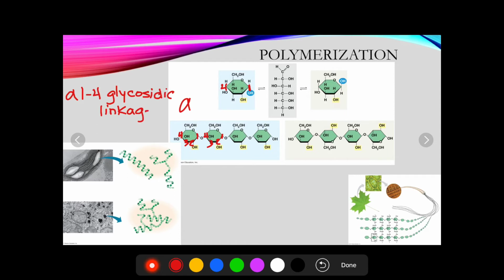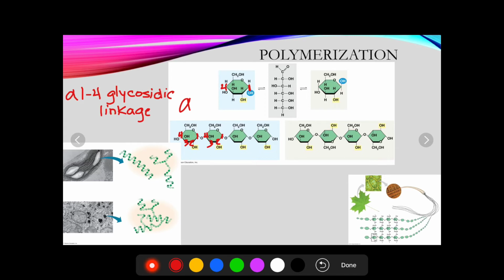Yesterday we looked at lipids. It makes an ester bond. This time it's making a glycosidic bond. It's just a fancy way of saying, look, it's a covalent bond. I gave it a fancy name because I'm a scientist and I gotta make things complicated. You're welcome. Ashley, go ahead.